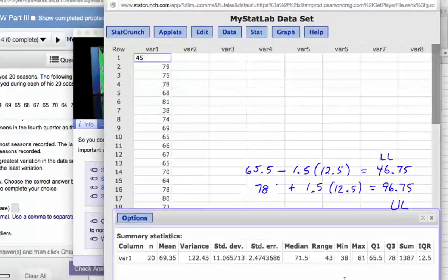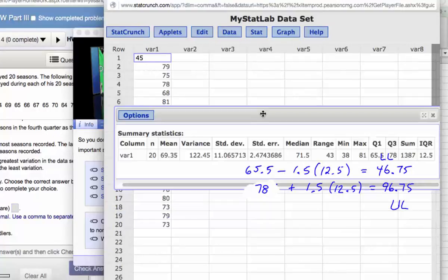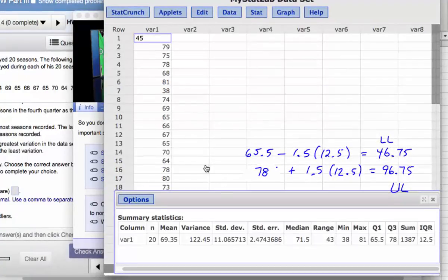So after 38, what's the next largest data value? 45 is the next one up. Okay, and what do we think about that? Also an outlier, right? So good thing we checked. So there's actually two potential outliers on the low side, the 45 and the 38.